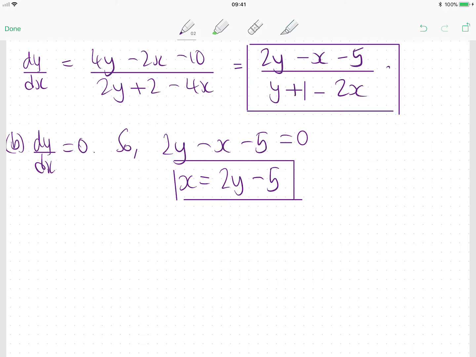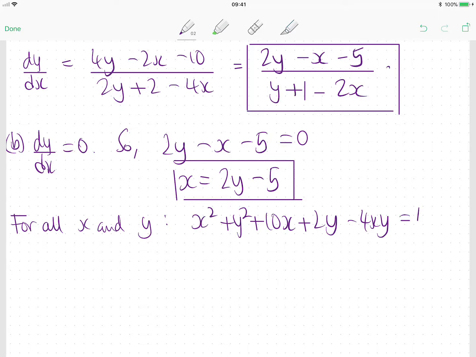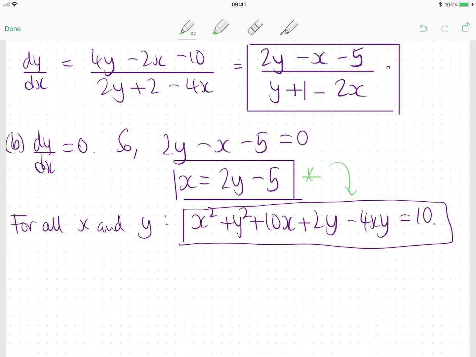And we want to find out what values of y will make dy/dx 0 using this relationship. Okay, so we've got the relationship between x and y. What are we going to do with that? Well, we know from the question there's also another relationship between x and y. For all x and y, the relationship from the question is x squared plus y squared plus 10x plus 2y take away 4xy is always 10. So we're going to substitute our relationship here into this equation.